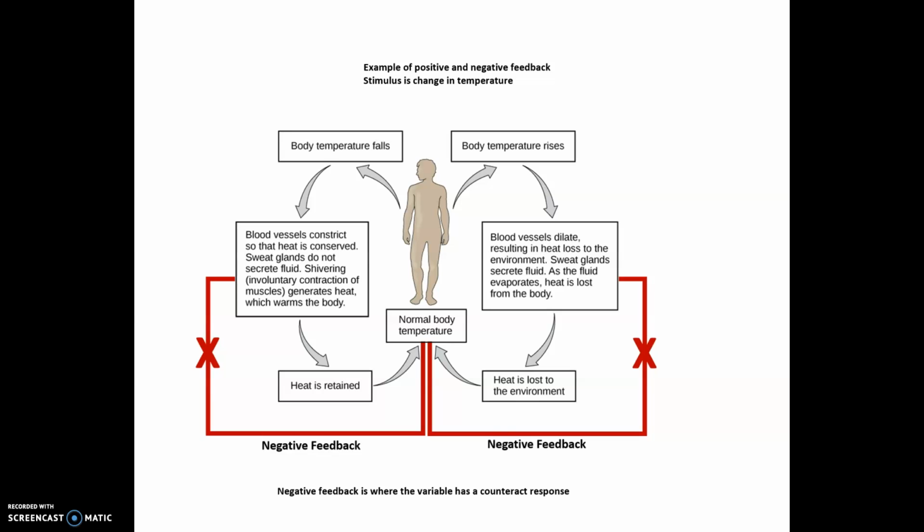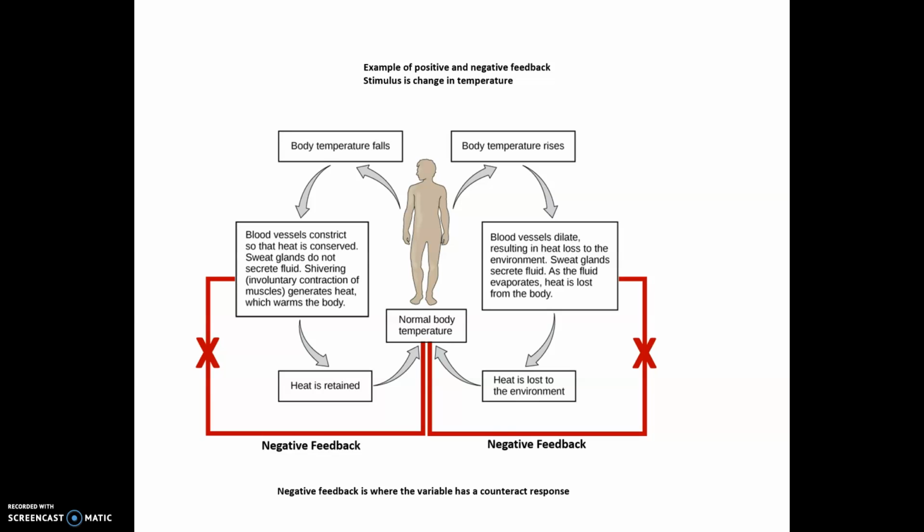Your body then starts to get warm, and it retains the heat, and then you go to the normal body temperature. If your body temperature increases too much, then your blood vessels will dilate, resulting in heat loss to the environment. Your sweat glands will produce fluid and sweat, and your blood vessels will widen, so you can allow heat to escape. So it's a balance which counteracts the response to maintain the body temperature.